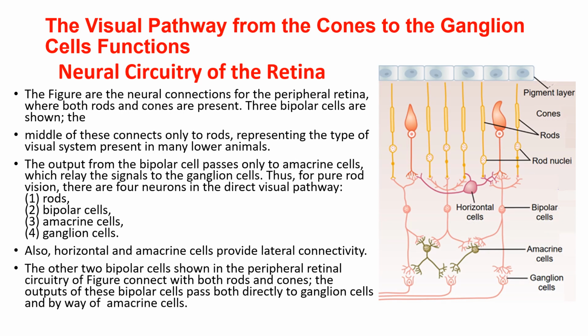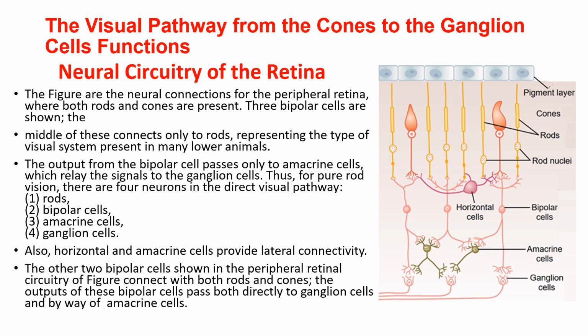The figure also shows the neural connections for the peripheral retina, where both rods and cones are present. 3 bipolar cells are shown. The middle of these connects only to rods, representing the type of visual system present in many lower animals. The output from the bipolar cell passes only to amacrine cells, which relay the signals to the ganglion cells. Thus, for pure rod vision, there are 4 neurons in the direct visual pathway: 1. Rods, 2. Bipolar cells, 3. Amacrine cells, and 4. Ganglion cells. Also, horizontal and amacrine cells provide lateral connectivity.